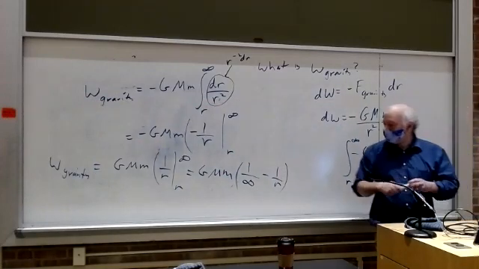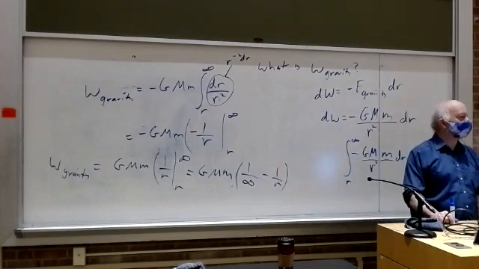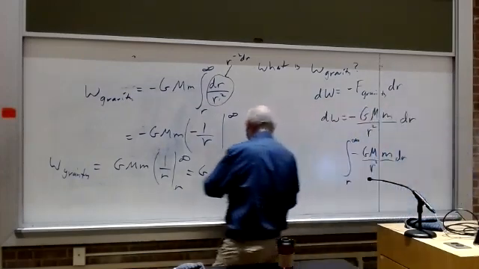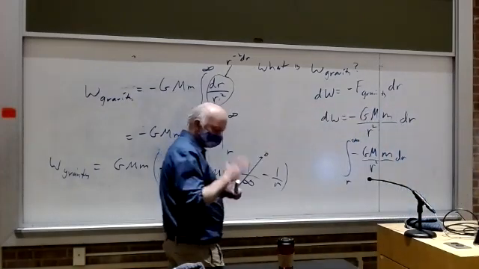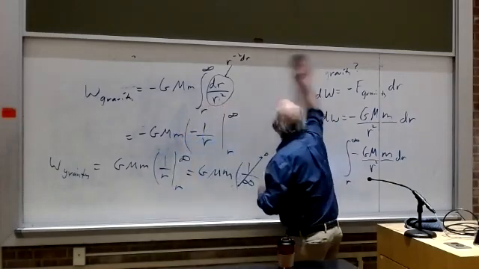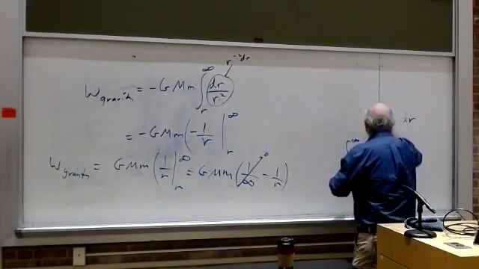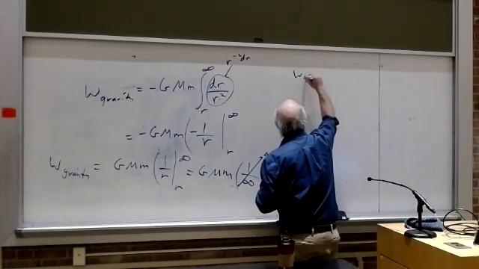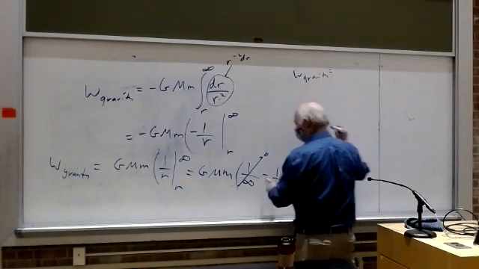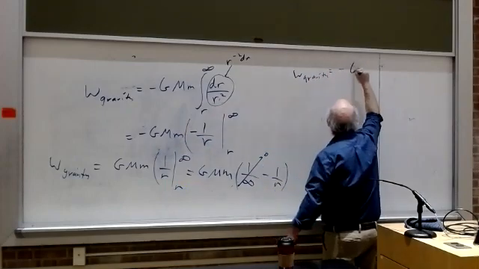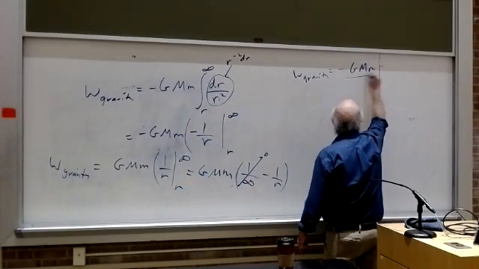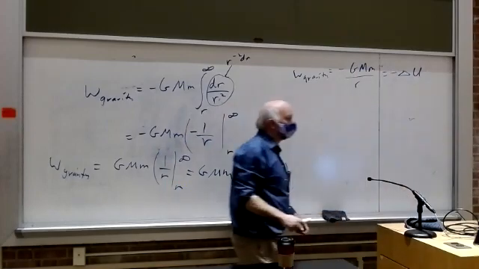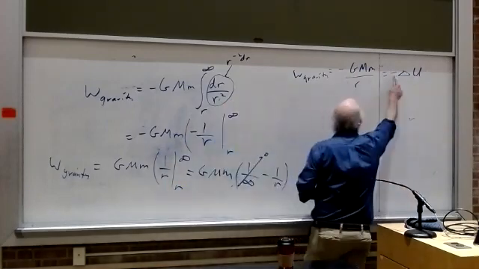Sorry, okay. 1 over infinity is, try again, 0. 1 over big is small. So the work done by gravity is minus big G big M little m over r, and we know that this equals minus delta U. The minus signs go away.